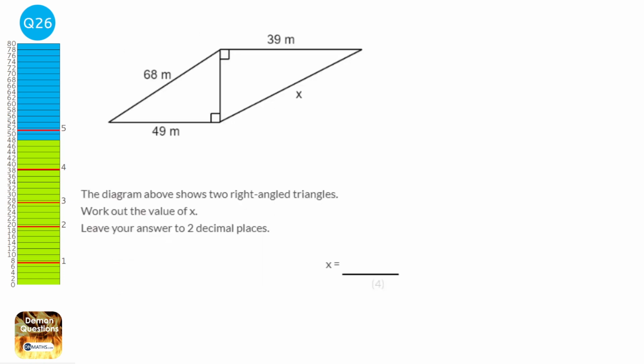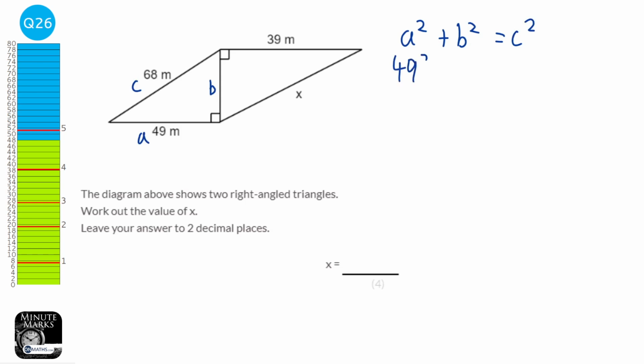We can't work out what x is straight away, but we can find this value here. And we know with Pythagoras we can find a third length if we've got the other two in a right angle triangle. So a squared plus b squared equals c squared. And a and b were labelled. C is always opposite the right angle, so it'd be 49 squared plus b squared equals 68 squared.